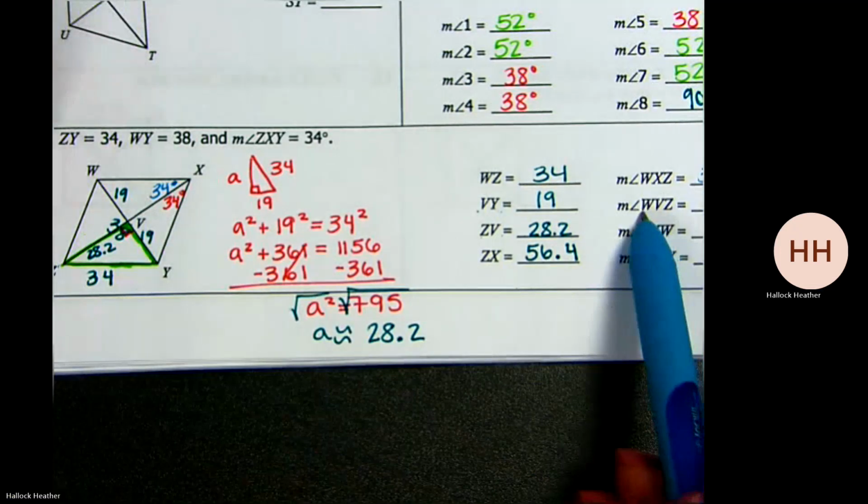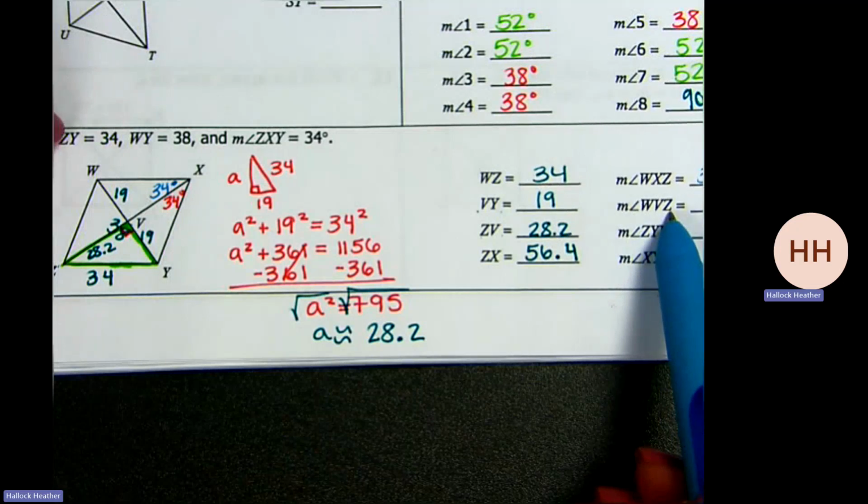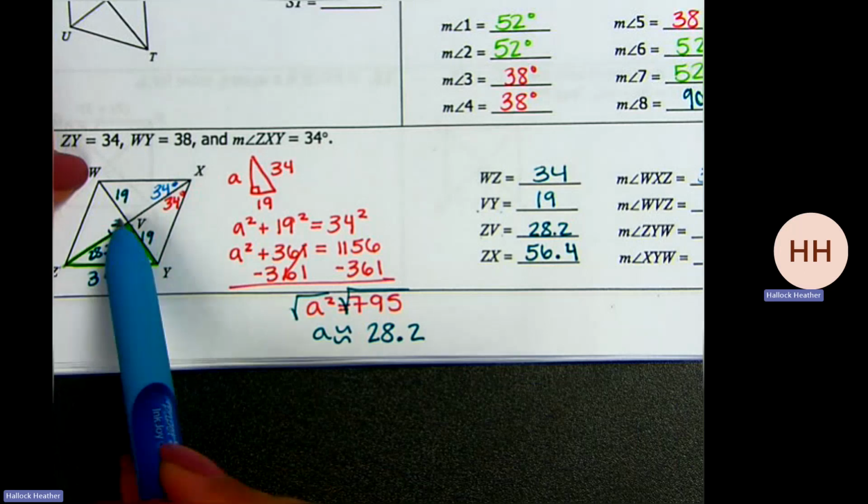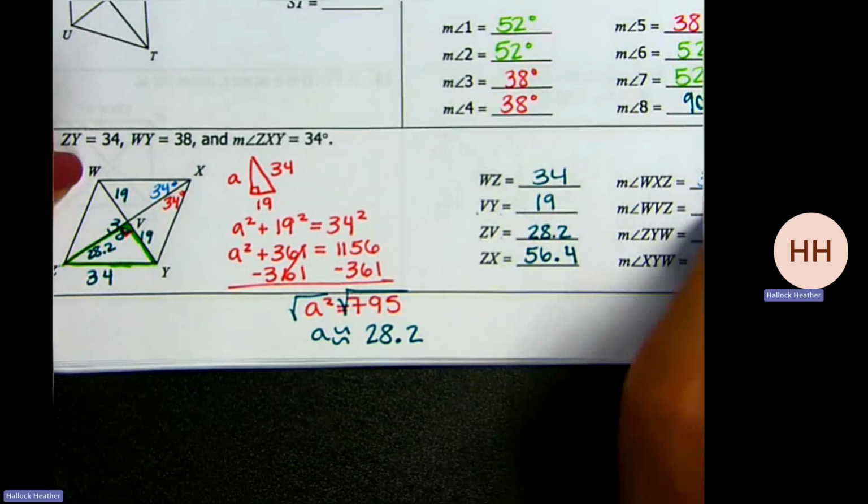Okay. So WVZ, if I go from W to V to Z, I'm talking about this inner angle. What is this going to be? 90 because it's in the center.